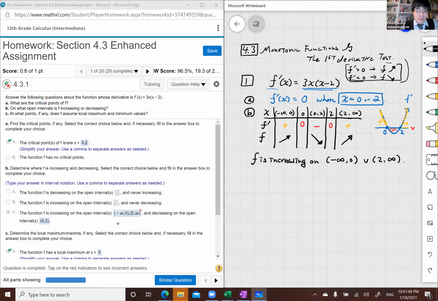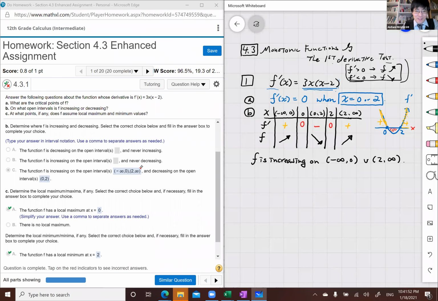Okay, actually, I was making lots of mistakes in this program. You see, I got a red mark here. This is because I had to follow this rule: use a comma to separate answers as needed. So Pearson wants this interval, comma, this interval. Now, f is decreasing on this interval. So it's 0 through 2, open interval.